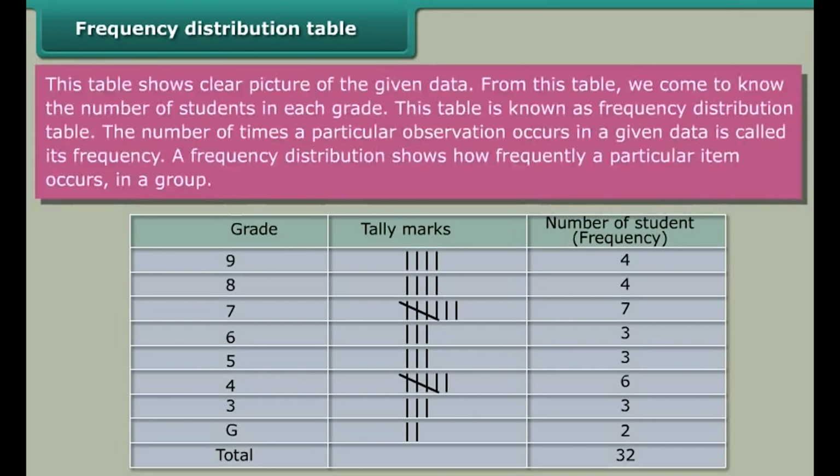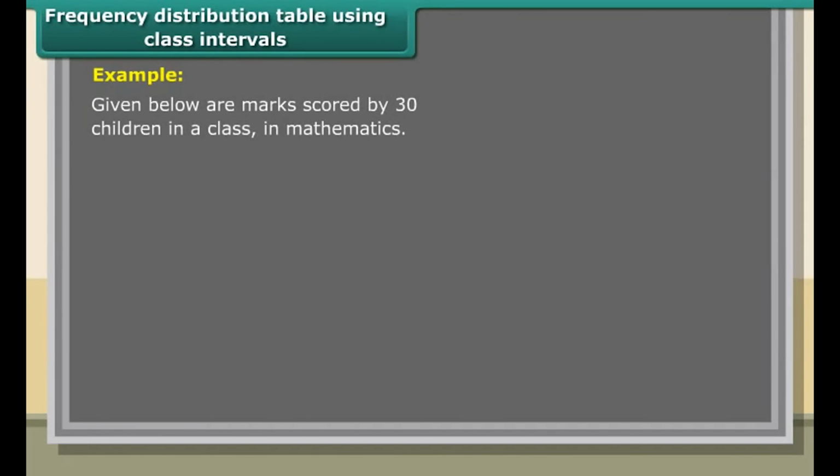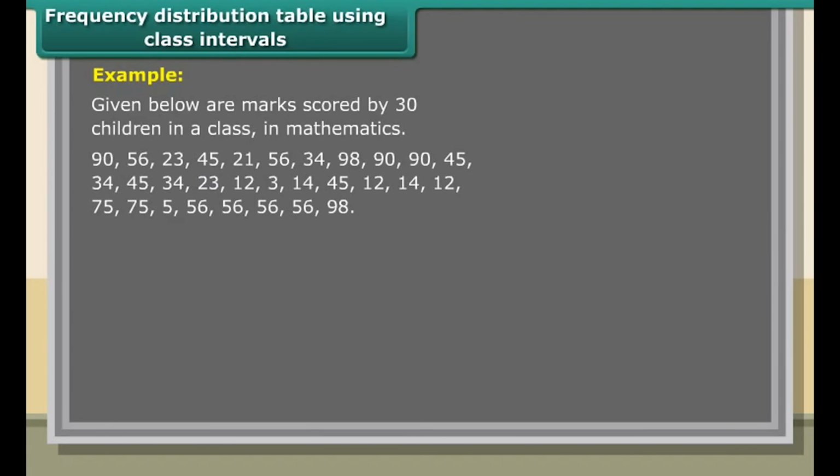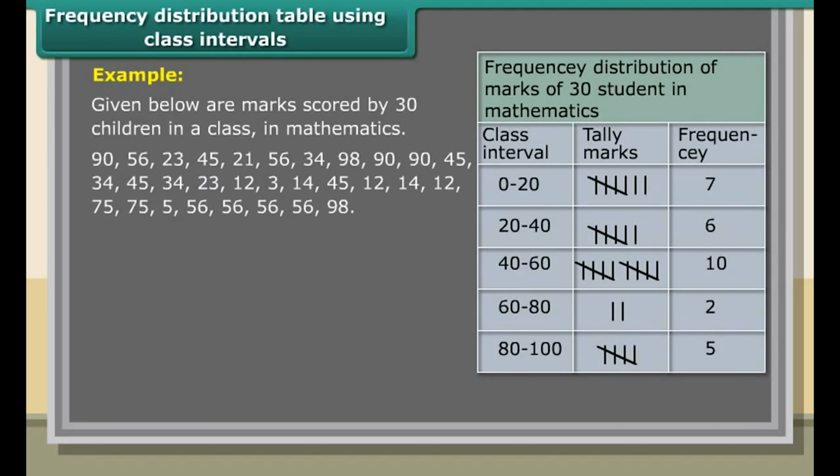The number of times a particular observation occurs in a given data is called its frequency. A frequency distribution shows how frequently a particular item occurs in a group. Frequency distribution table using class intervals. Example. Given below are marks scored by 30 children in a class in mathematics.